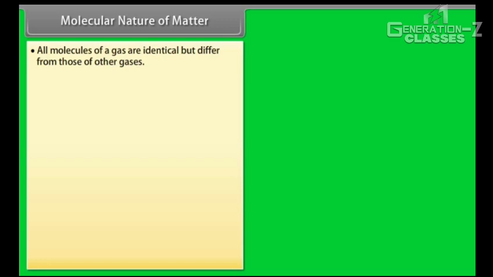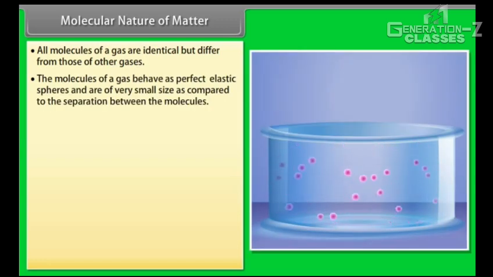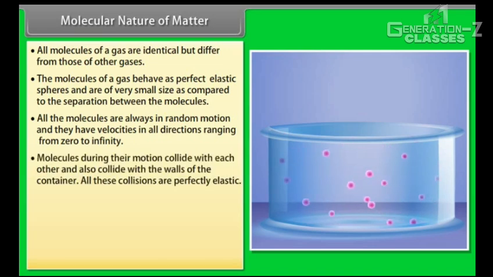Molecular nature of matter. All molecules of a gas are identical but differ from those of other gases. The molecules of a gas behave as perfect elastic spheres and are of very small size compared to the separation between the molecules. All the molecules are always in random motion and they have velocities in all directions ranging from 0 to infinity. Molecules during their motion collide with each other and also collide with the walls of the container. All these collisions are perfectly elastic.